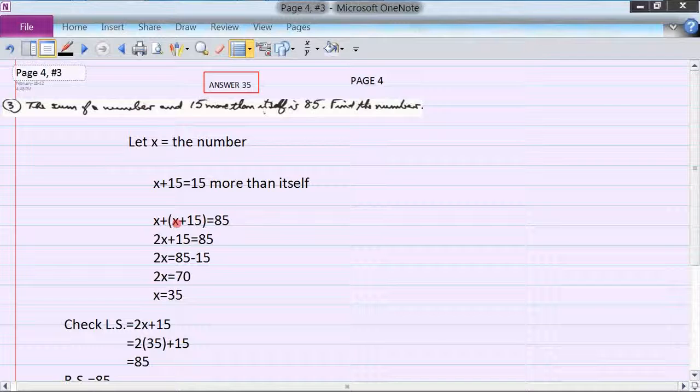x plus x gives me the 2x, and I've still got the 15 here equals 85. Transpose the 15 from the left side to the right side. I have minus 15. So 85 minus 15 is 70. Divide this by 2, I get x. Divide this by 2, I get 35. So one of the numbers is 35, and 15 more than the number, 35 plus 15, is 50. So 35 plus 50 is 85.